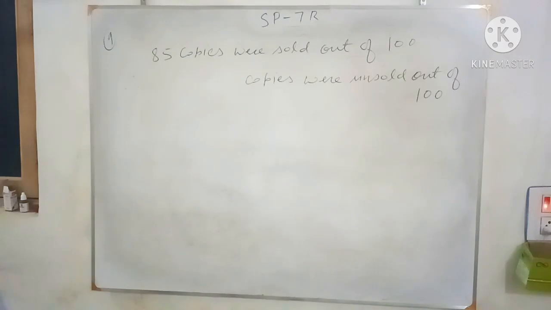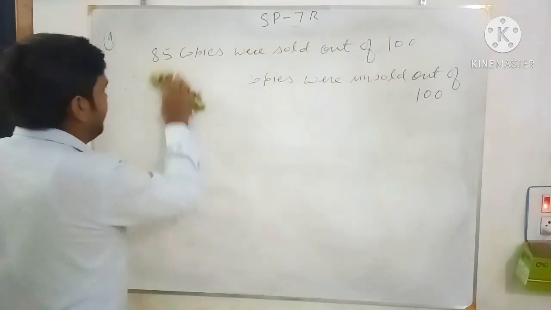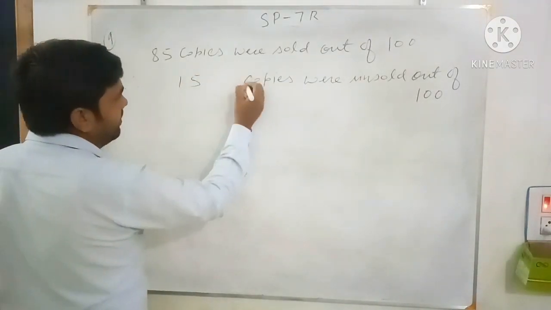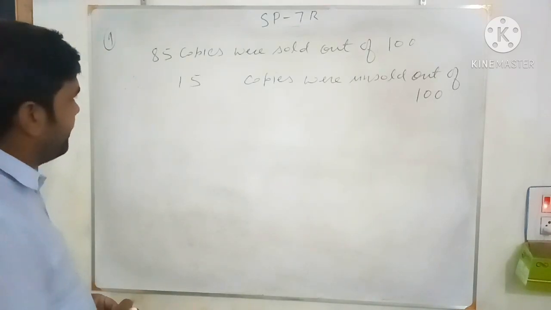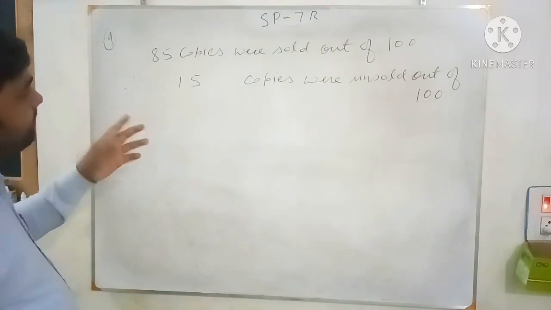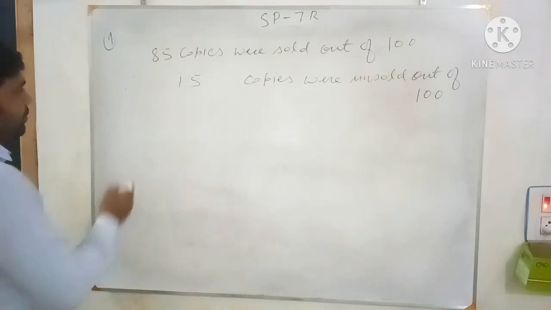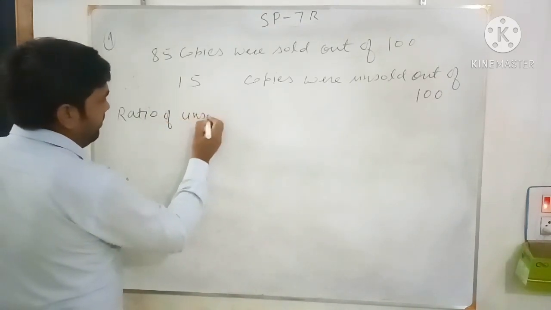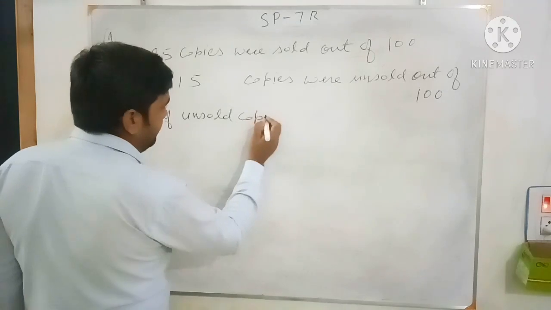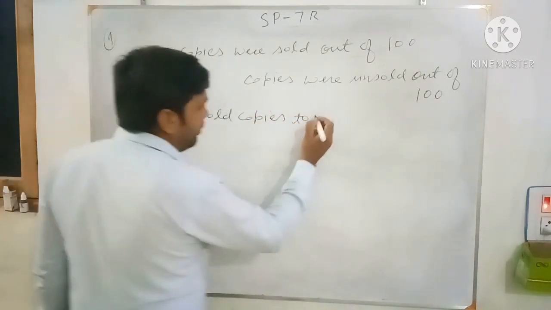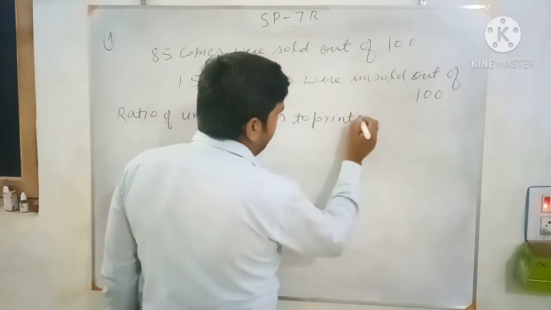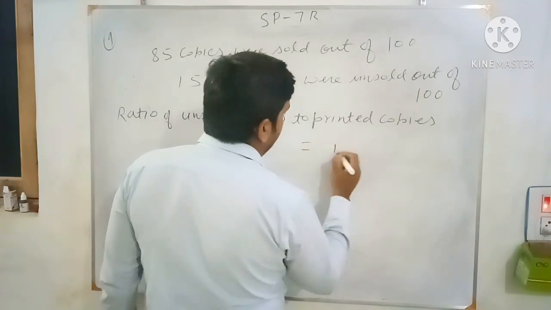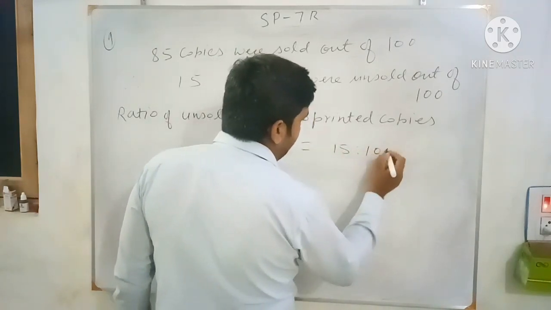So out of 100 copies, 85 copies were sold. So 100 minus 85, 15 copies were unsold. So we can write 15 copies were unsold out of 100 copies. So the ratio will become what? 15 is to 100. So the ratio of unsold copies to printed copies is equal to 15 is to 100.